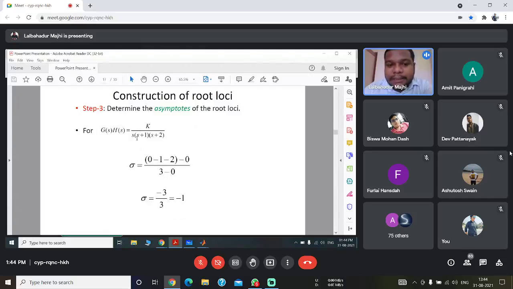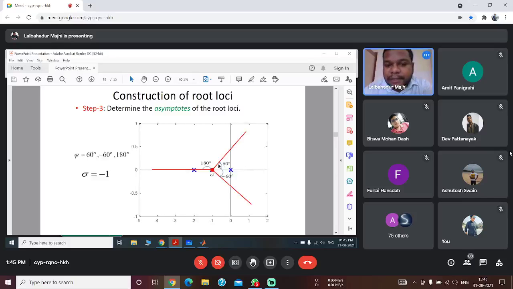So here we can see the summation of poles. The values of the poles are 0, minus 1 and minus 2, and there is no zero. So it is left with minus 3, divided by the number of poles, which is 3, with no zeros. So we get the centroid to be minus 1. So we can draw these 60, 180 and 300 degree asymptotes from this centroid point minus 1.